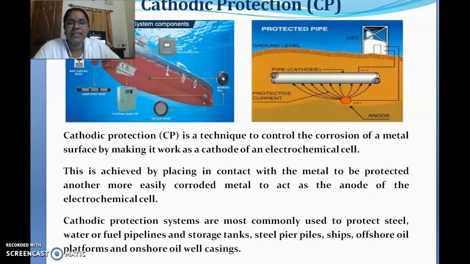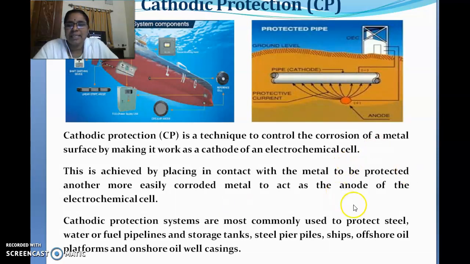So in this video lecture I am going to explain about cathodic protection. This is a part of protection of a metal from corrosion. Cathodic protection is of two types: one is sacrificial anodic protection and the second one is impressed current cathodic protection. What is the difference between sacrificial anodic and impressed current? We will see in this video lecture.